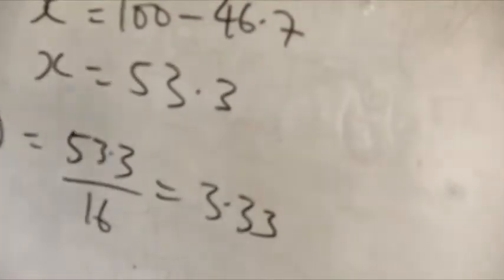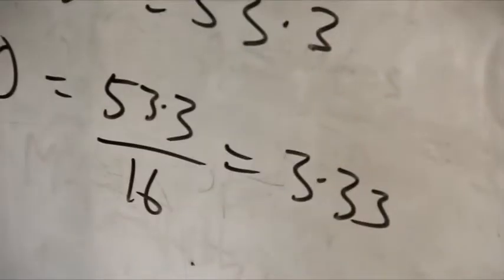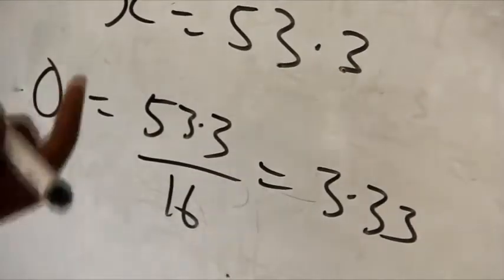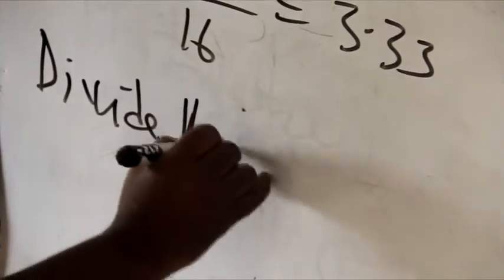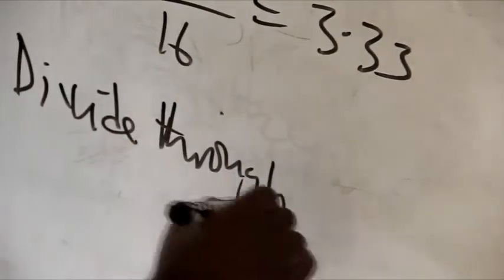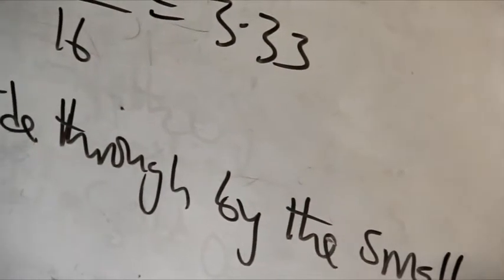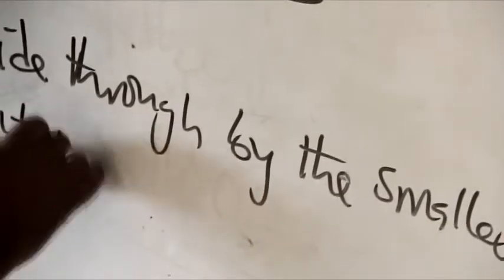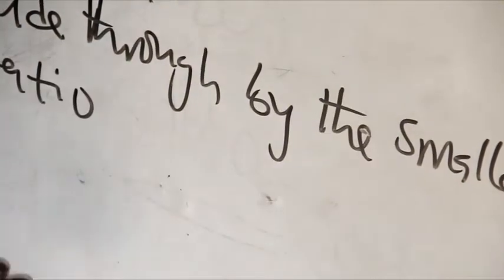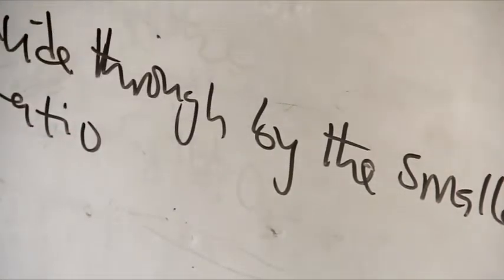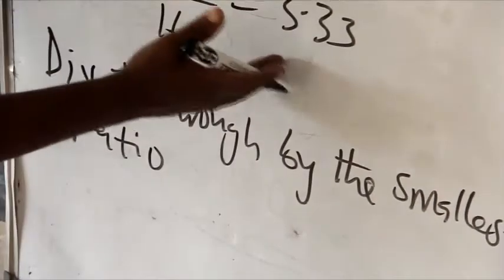Now from our solution here, you see that the smallest is the ratio between carbon and oxygen. So what you need to do is we divide through by the smallest ratio. I hope you are following me. We divide through by the smallest ratio. We have 2 small ratios. These are the ratio of carbon and oxygen.